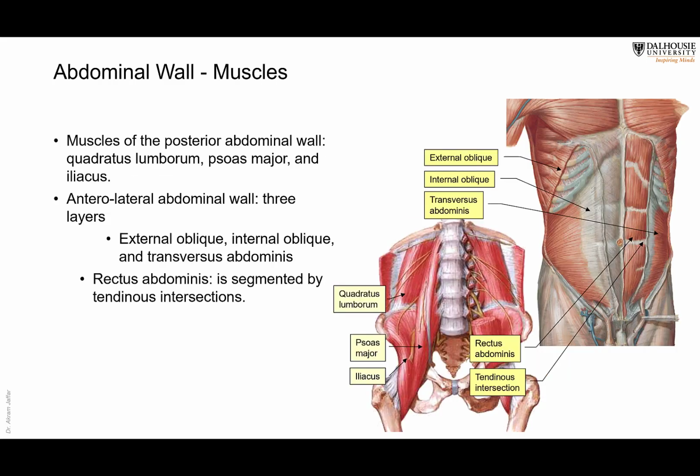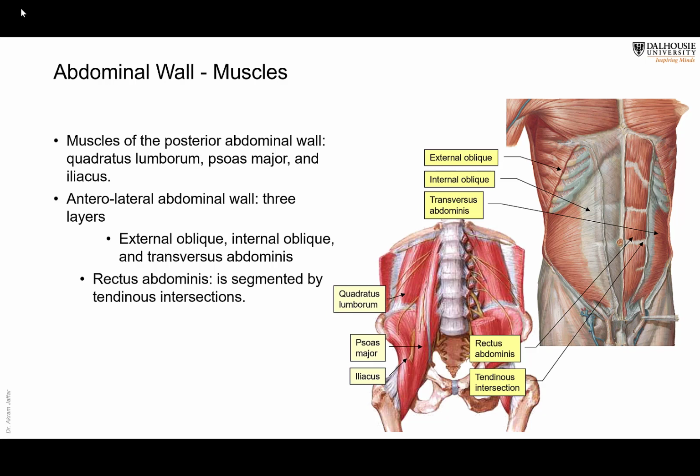However, the abdominal wall is mainly formed of muscles. We have some muscles in the posterior abdominal wall, and others in the anterolateral abdominal wall. Of the muscles in the anterolateral abdominal wall, we have 3 layers, and these muscles are more or less similar to the intercostal muscles. The difference here is that there are no ribs intervening. They are a continuous sheet of muscles.